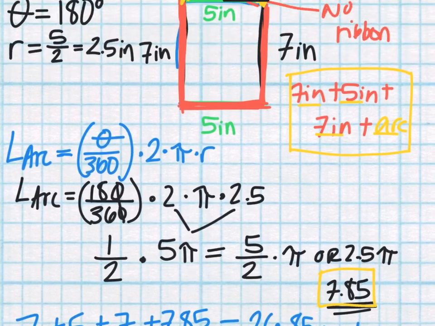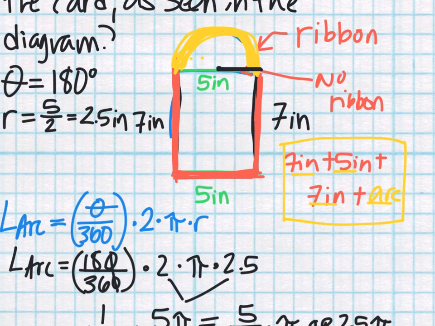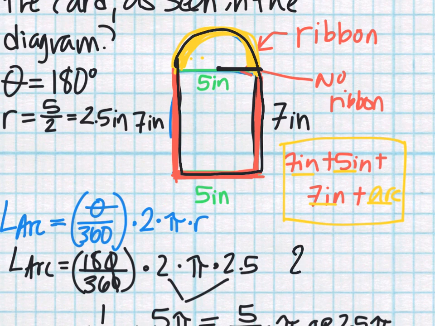I'm going to go back up to that diagram. If I want to put ribbon all the way around the outside of the arc and 3 sides of the rectangle, I'm going to need 26.85 inches.